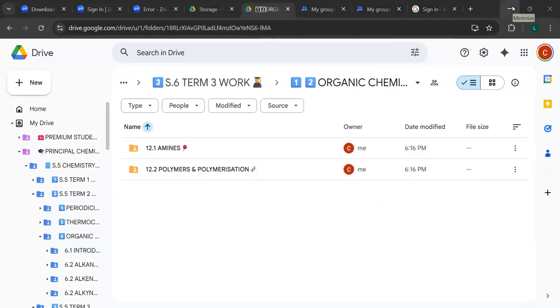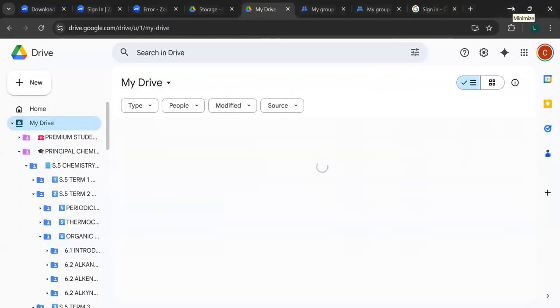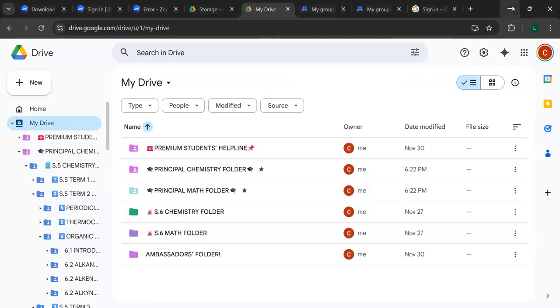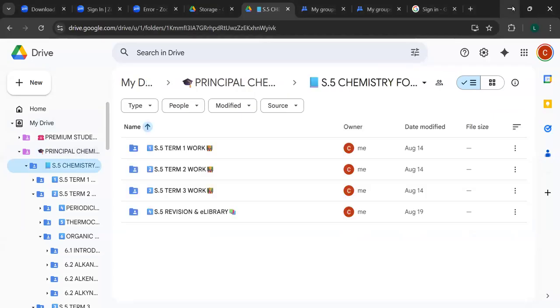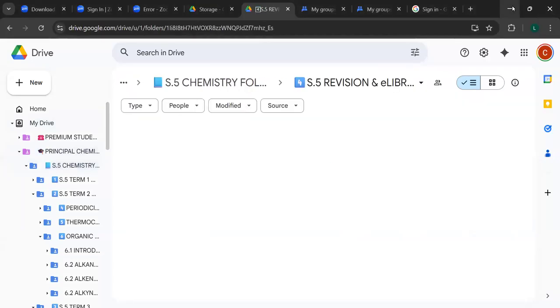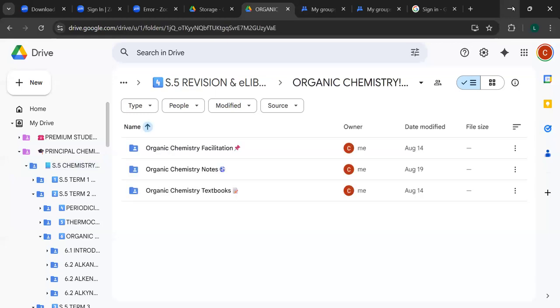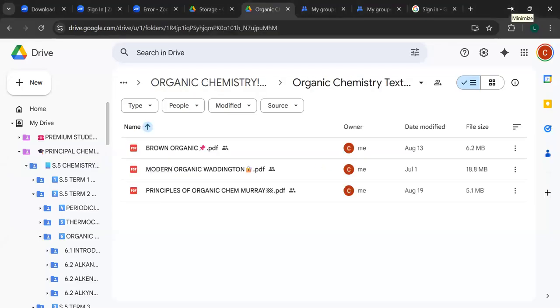On the drive, you just go to the folder of senior 5, senior 5 chemistry, and go here where you see revision and e-library. Then you go to organic chemistry. It's here, if you're seeing my screen as I'm giving you directions. Then you go to organic chemistry textbooks. Do you see? We have Brown Organic, it is there. We have Modern Organic by Waddington. Then we have Principles of Organic Chemistry by Murray. Those are the only books. You go there and check.